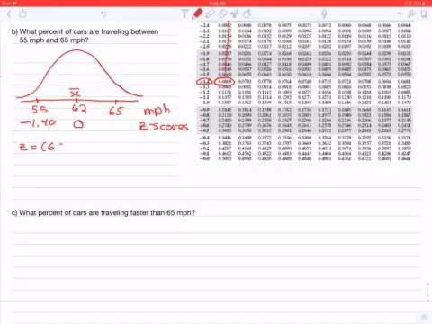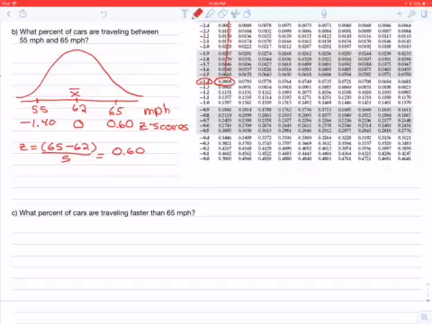it's the value minus the mean over our standard deviation. So I get 0.60. Well, our next step would be to convert these z-scores to areas. Now, remember, I want to find the area between these two values. The table won't do that for me. What the table will do is give me the area to the left of the z-score.